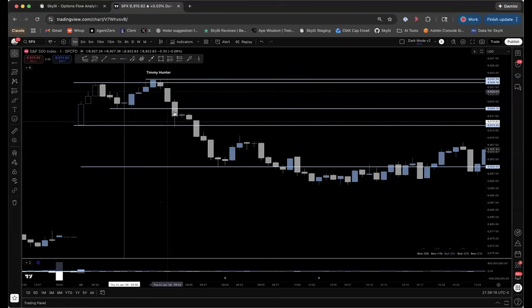I played it down to here, and because I'm in a position so large, a lot of times I can't hold through the full move. But what I did was, when I retested this gap entry right here, I scaled out at like 55% or something like that. I scaled out of a significant portion because I knew you would get some kind of bounce.